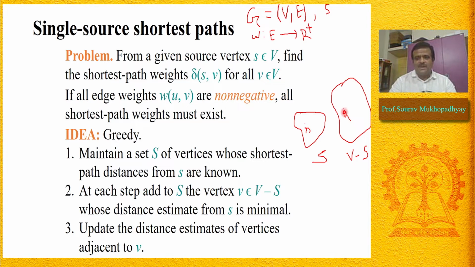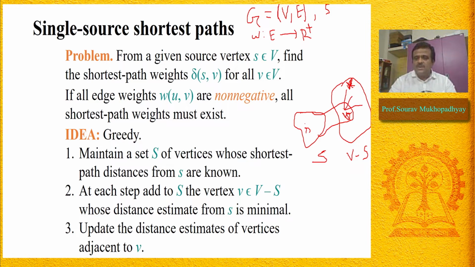Once we capture the vertex whose distance estimate is minimum, we put it in S. So this u will now be coming to S. Then we consider all the vertices adjacent to this vertex, say v, and say x. These are all the vertices in the adjacency list of the vertex which was just added into S, whose distance estimate was minimum.